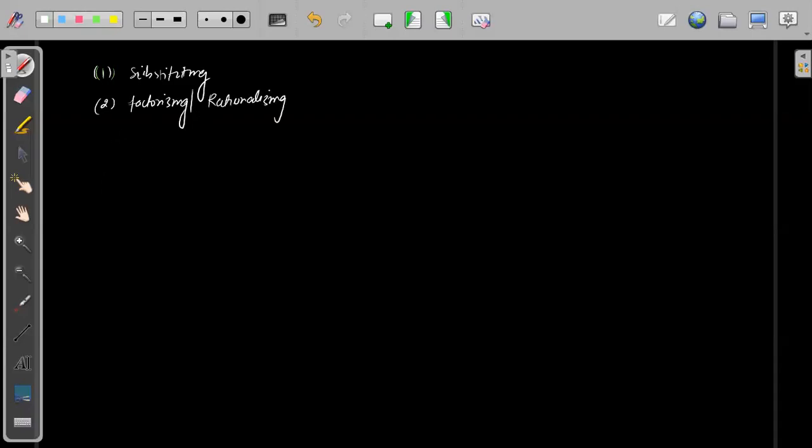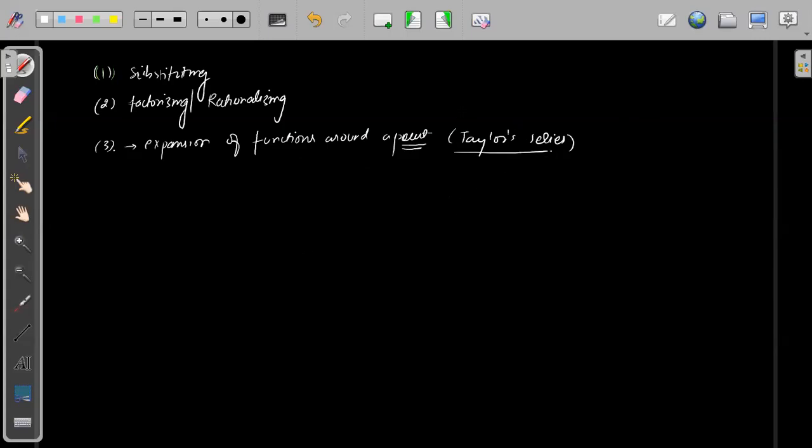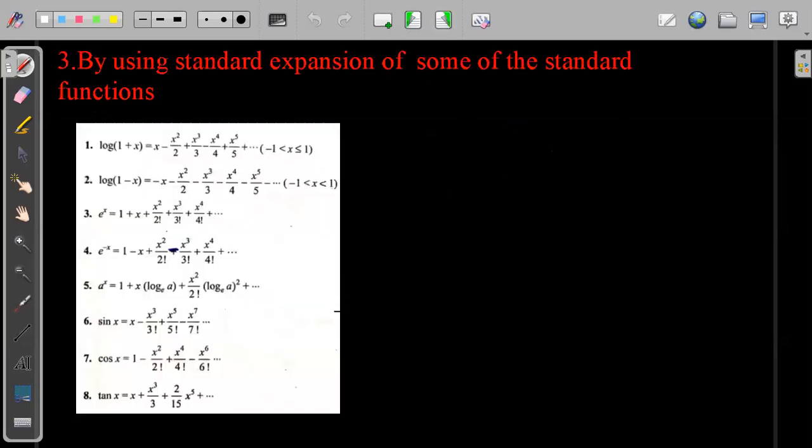And the third method which we started yesterday was when we can find the expansion of a function around a point. We have seen how the expansion of a function around a point happens. This is happening because of the Taylor series, and we have seen how we get this Taylor series.